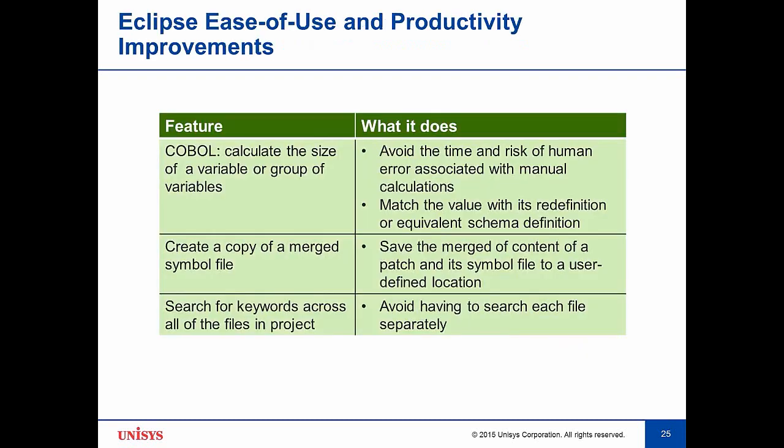Some other enhancements to Eclipse that we think will help improve ease of use and productivity. For COBOL, it can calculate the size of a variable or a group of variables. This reduces having to do it manually. It can also create a copy of a merged symbol file. So this would be the combination of a patch and the underlying symbol file merged together, and you can select where to store it. If you've got multiple files in a project, you can now search for keywords across all of them in a single operation.